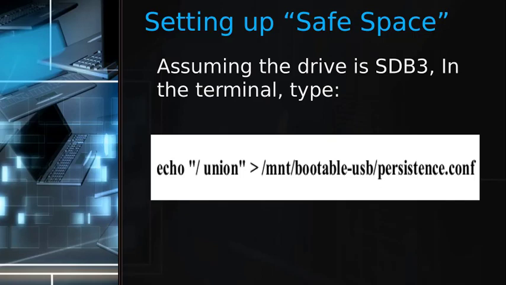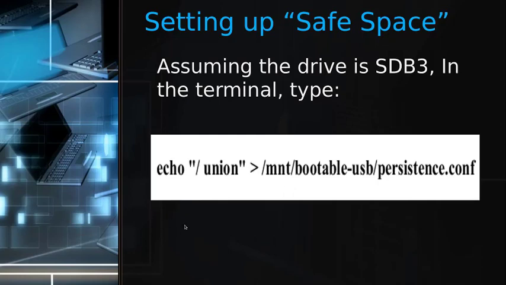This is the key to persistence. So you have to create a file called persistence.conf. And the easiest way to do it, just in one line, would be typing in echo "/ union" > /mnt/bootable-USB/persistence.conf. And what this does is echo the "/ union" into a new file called persistence.conf in the proper folder.